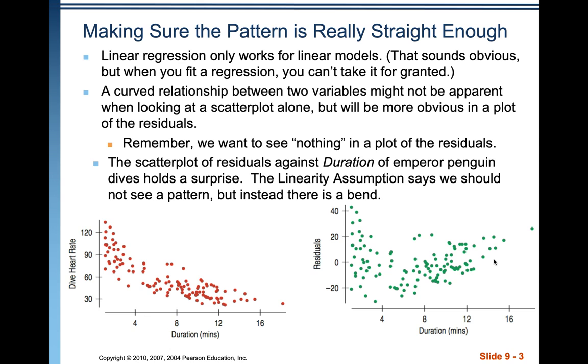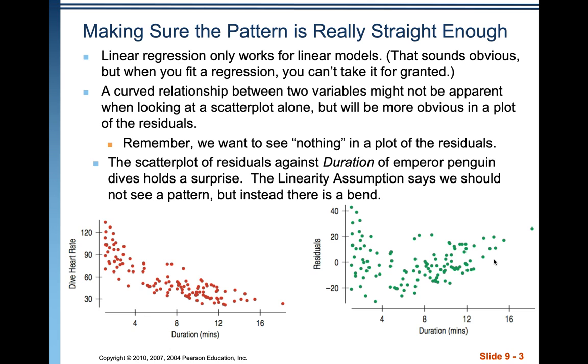Okay, so we want to make sure the pattern is really straight enough. Why? Because linear regression only works for linear models. A curved relationship between variables might not be apparent when you look at the scatter plot alone. It might be really subtle there, but it's going to be more obvious in the plot of the residuals. Remember, you want to see just a cloud. You don't want to see any pattern at all in the residuals. The residuals are the leftover error, and we want that to be randomized. We do not want there to be a pattern to it.